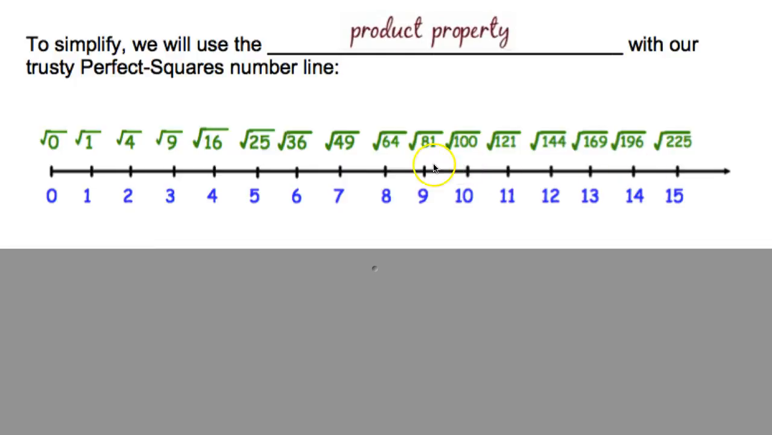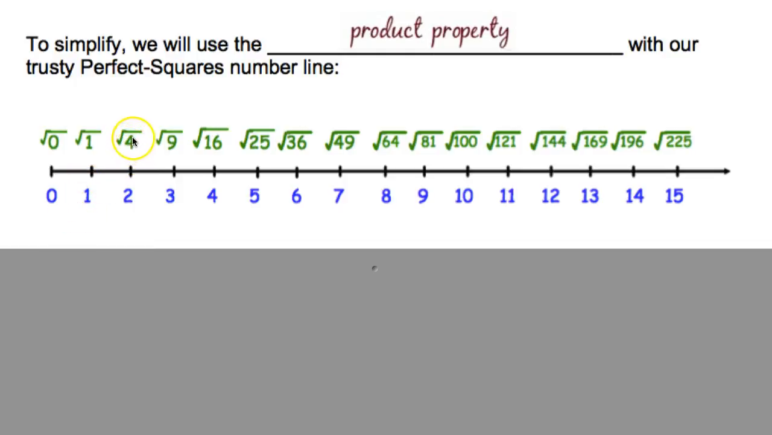This right here is a number line. On the bottom you see 0, 1, 2, 3, 4, 5, 6, 7, 8, 9, 10, just a regular old number line. On the top, these are the square roots that simplify to these numbers on the bottom. Like the square root of 0 is 0. Square root of 1 is 1. Square root of 4 is 2. Square root of 81 is 9. So this is a number line with perfect squares. This is extremely helpful in what we're going to do.